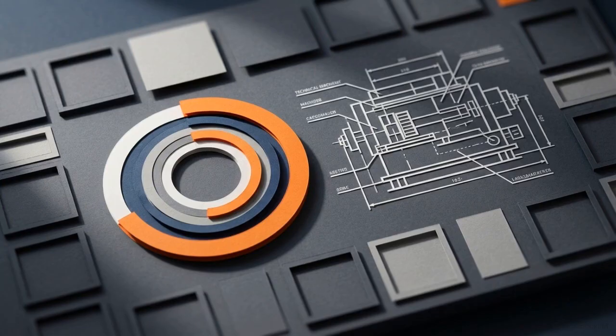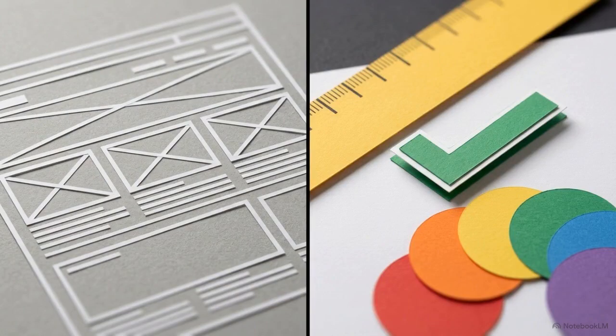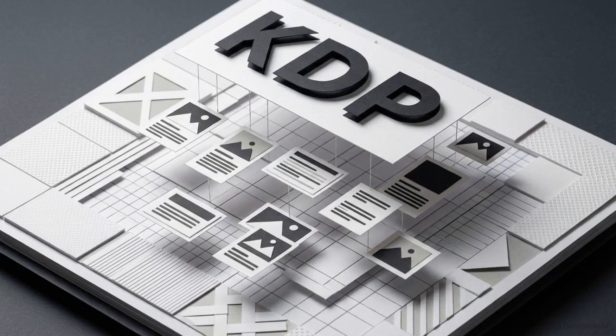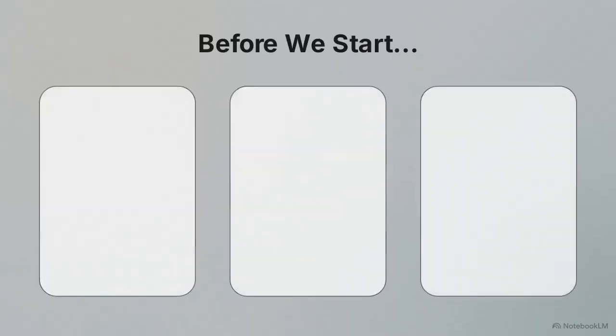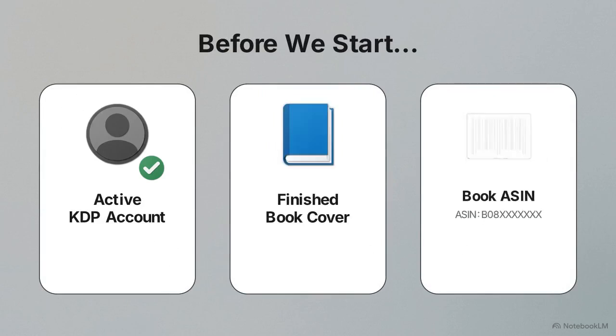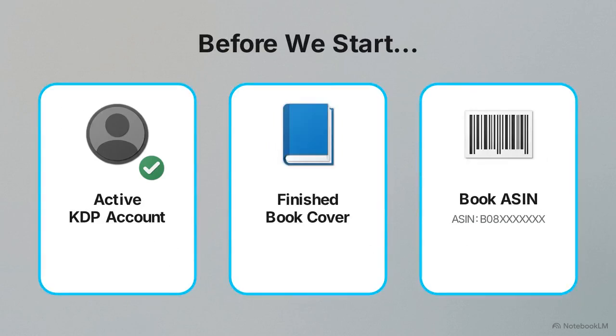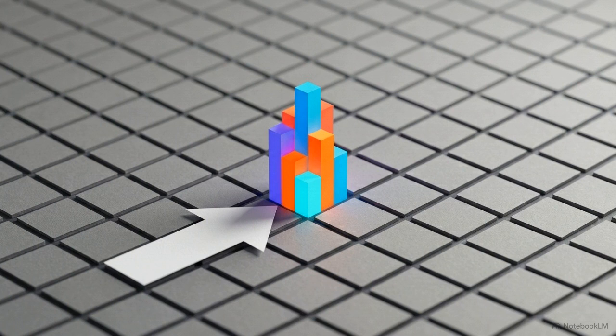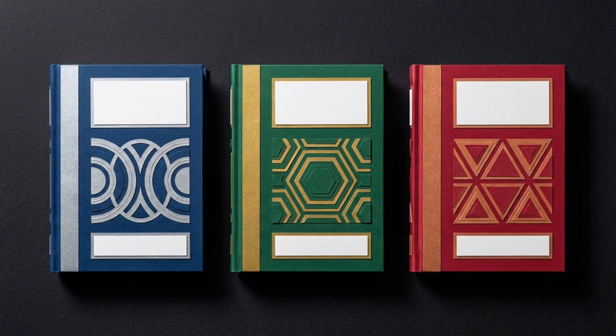Over the next 5 minutes, we are going to build one of these pages. We will plan the layout, review the design rules, and deploy the final assets directly into your KDP account. Before we start the build, you must have 3 things ready: an active KDP account, a finished book cover, and your book's ASIN. Standardizing your product data into these visual blocks is a baseline requirement for competing in a marketplace driven by visual browsing. Step 1 is research.